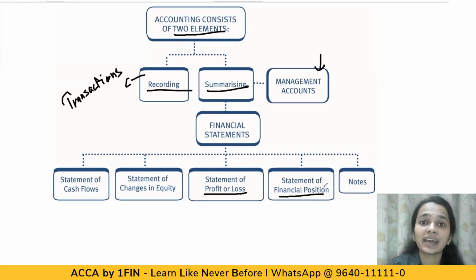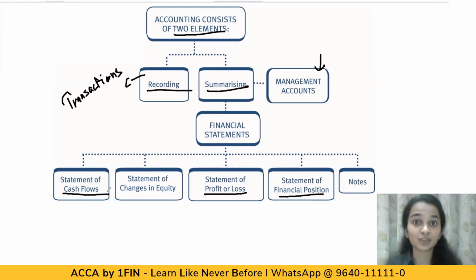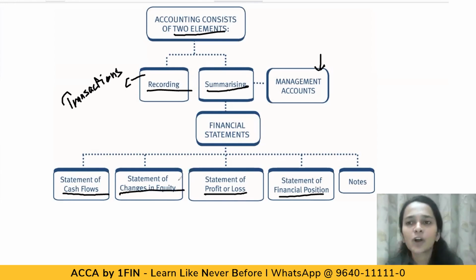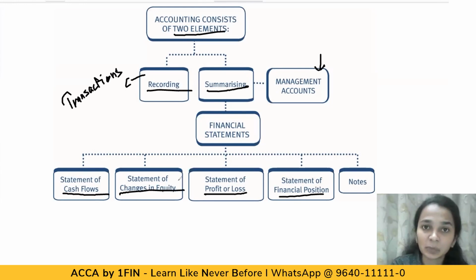And apart from it, there are some other supporting statements also which are made. One is the statement of cash flow or the cash flow statement, which we call. And then there's SOCIE, that is statement of changes in equity. We'll talk of all of these. We'll understand what all of these statements mean in detail as we progress through the subject.